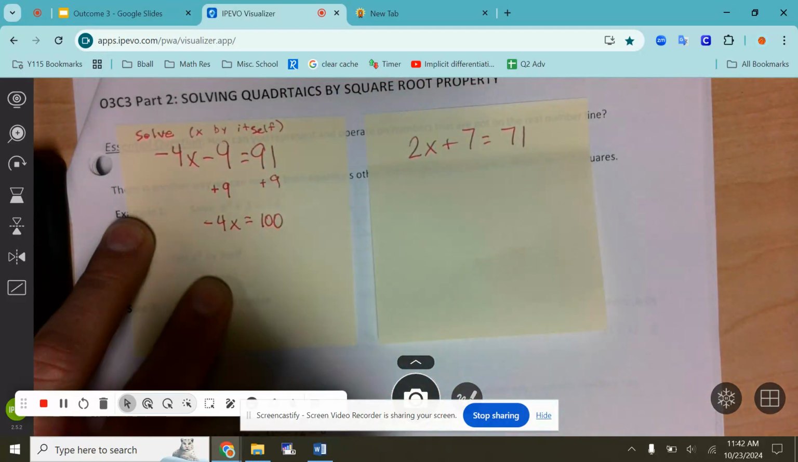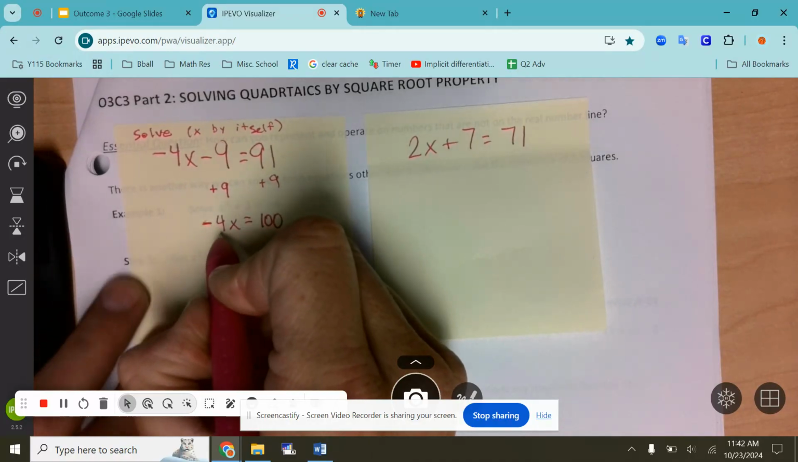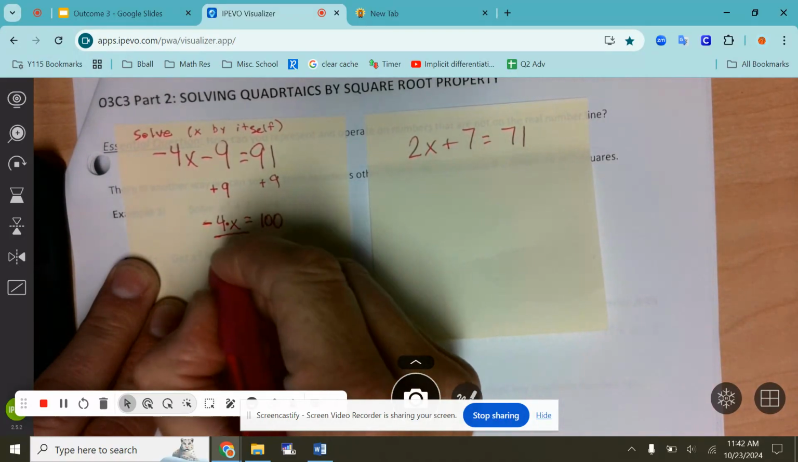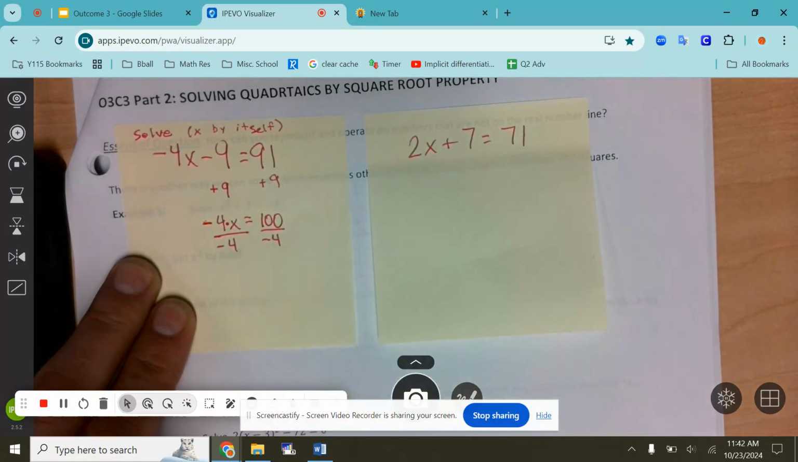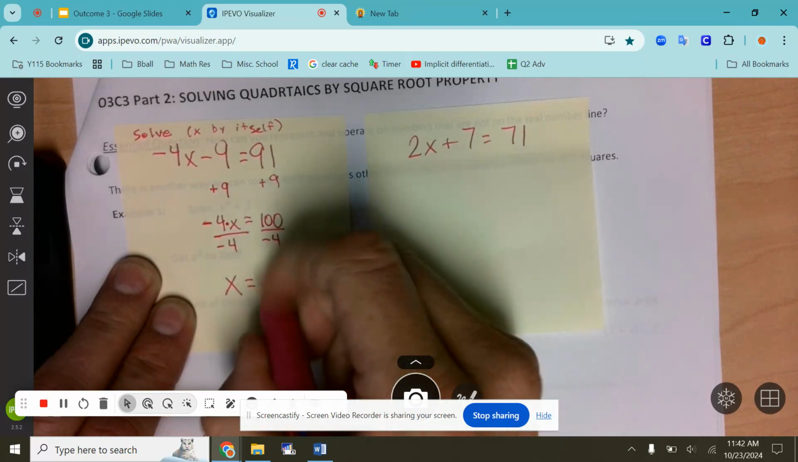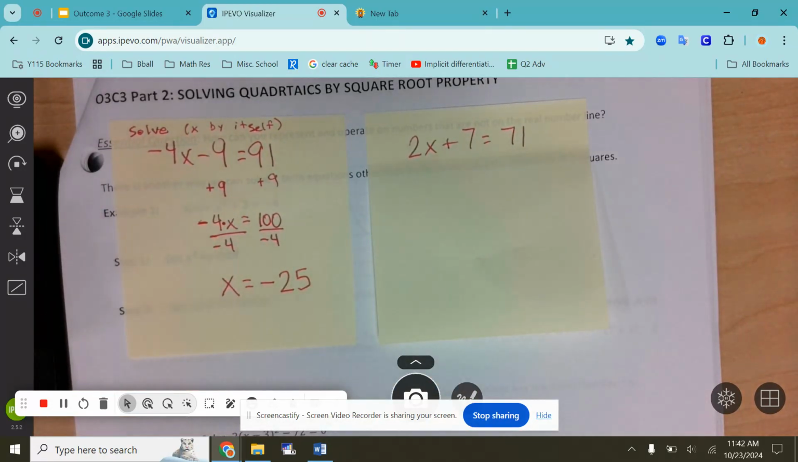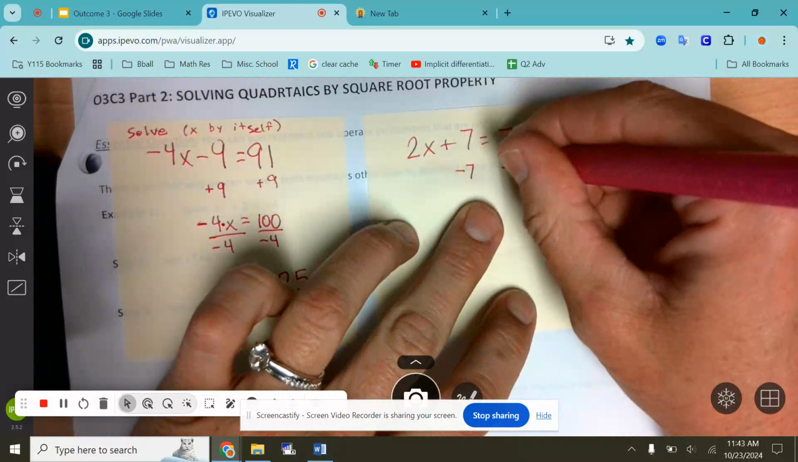And then if I want to get the x by itself, I need to get rid of this negative 4. Now careful, this is not subtracting 4. This is negative 4 times x. So to get rid of a negative 4 that is being multiplied, I simply need to divide. And 100 divided by negative 4 is negative 25. Okay. Go ahead, pause, do the same for the other one, and resume when you're done.